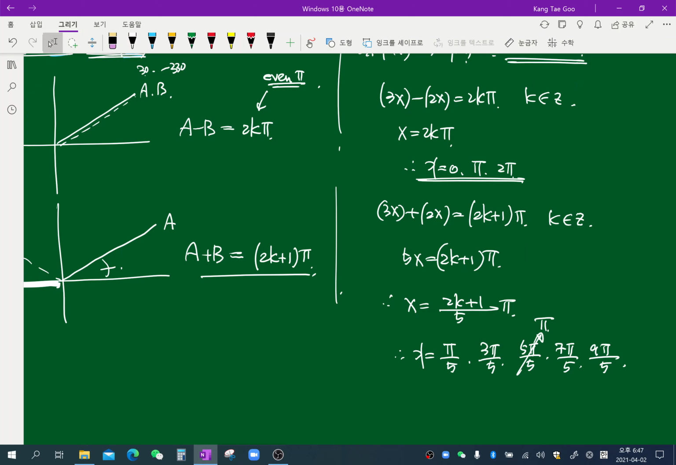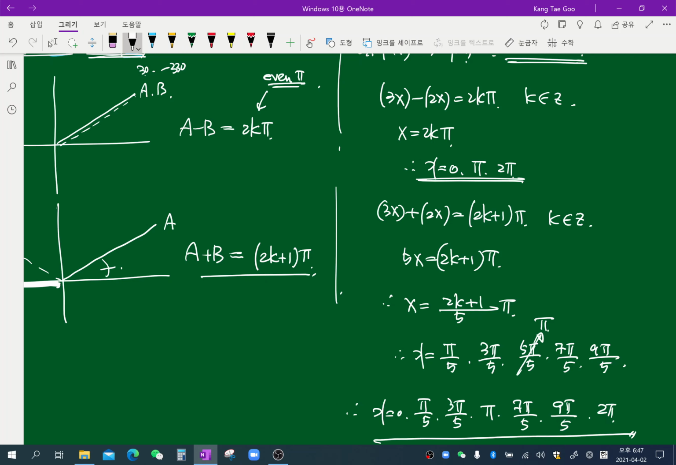So by combining those two, x can be 0, pi over 5, 3 pi over 5, pi, 7 pi over 5, 9 pi over 5, and then again 2 pi is also the answer. Those are the answers. Understand?